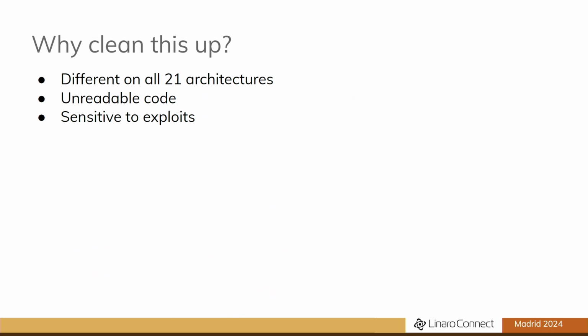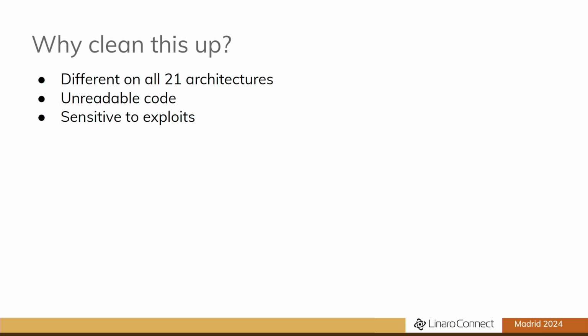So why do I want to clean this up? We have 21 architectures, and they all do this slightly differently. So there's a lot of commonalities. Pretty much every architecture has copied from one or more of the existing architectures when they introduced this, but they all have some quirks. And some of the quirks are fundamental to the architecture. Some are needless, and we can remove them.